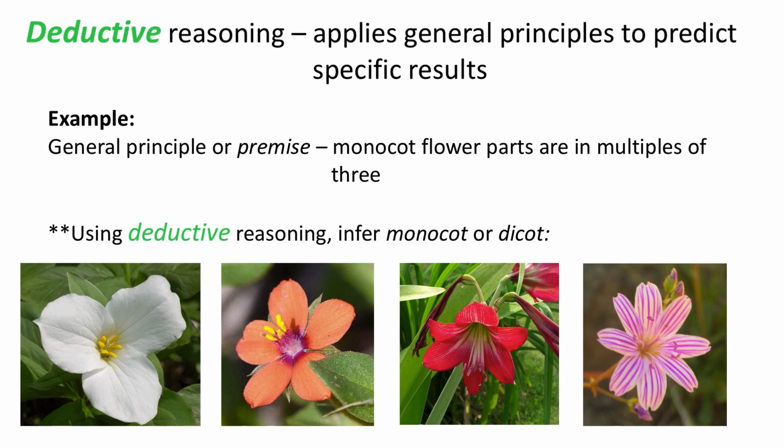This is deductive reasoning, which is again based upon a general principle that's used to predict specific results. And in this example, those specific results that were predicted were the type of flower, either monocot or dicot, based on that general principle.